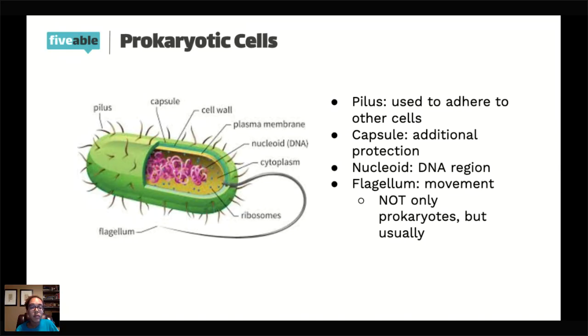Flagellum is used for movement. It's kind of like a tail that propels them throughout whatever substance they're in, like water. And actually, flagellum is not only found in prokaryotes, but it usually is. So if you see something with a flagellum, chances are it's a prokaryote, but not 100% of the time. For example, human sperm cells have flagellum. They're one of the eukaryotic cells with it.